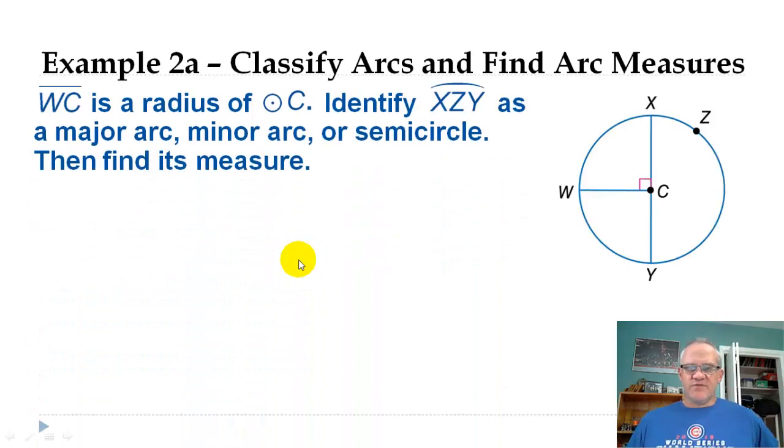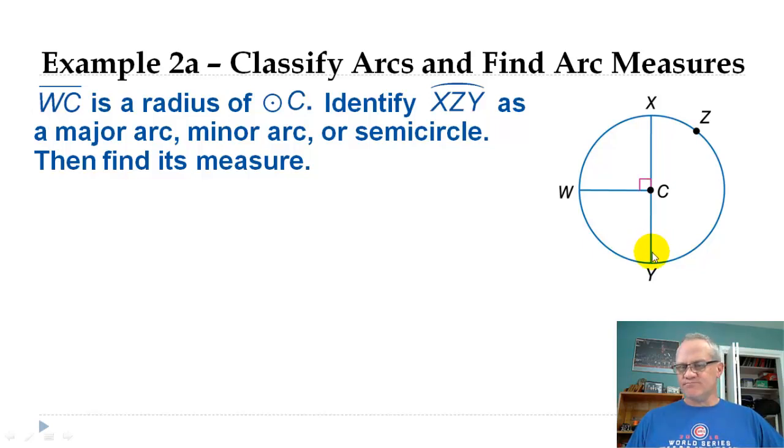All right, we're going to classify a few things here. So WC, here's WC, it's a radius. And then we want to call arc XZY. We want to say, is it major, minor, or semicircle? So X, where's X? Here's X, and then Z to Y, XZY. We want to figure out, is that a major arc, a minor arc, or a semicircle?